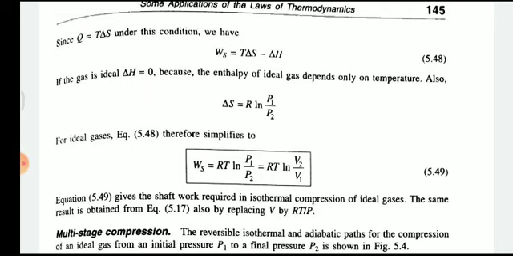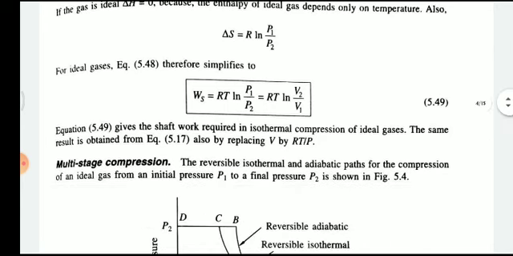Just put this into equation 5.18. Therefore Ws is RT ln P1 by P2, which is equal to RT ln V2 by V1. P1 V1 is equal to P2 V2, and we simplified that. Also, replacing V is equal to RT by P, since PV is equal to RT, V is equal to RT by P simply. And this equation is the shaft work for isothermal compression of an ideal gas.